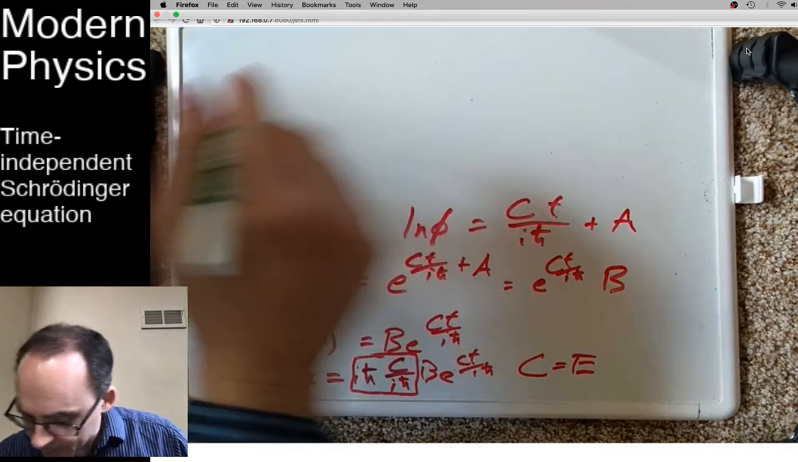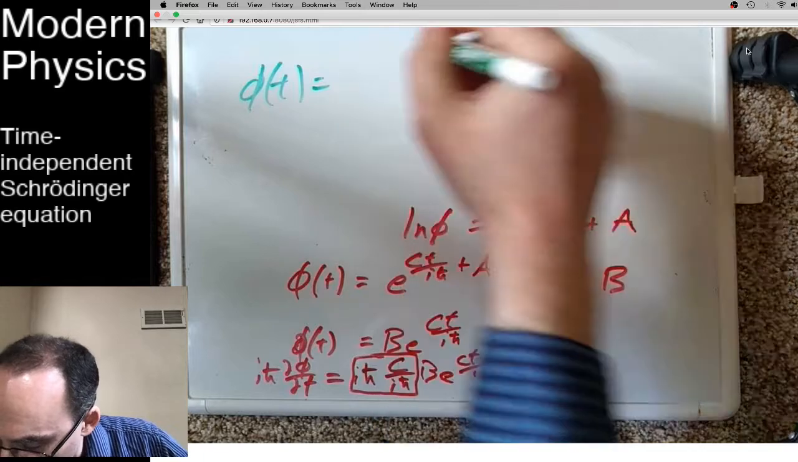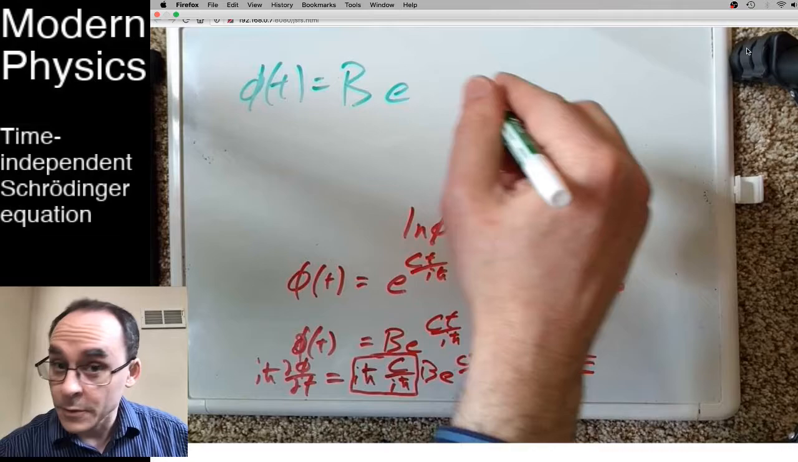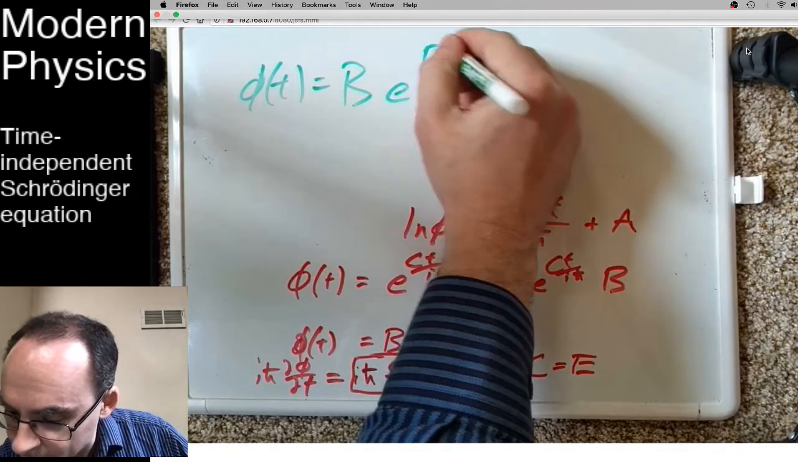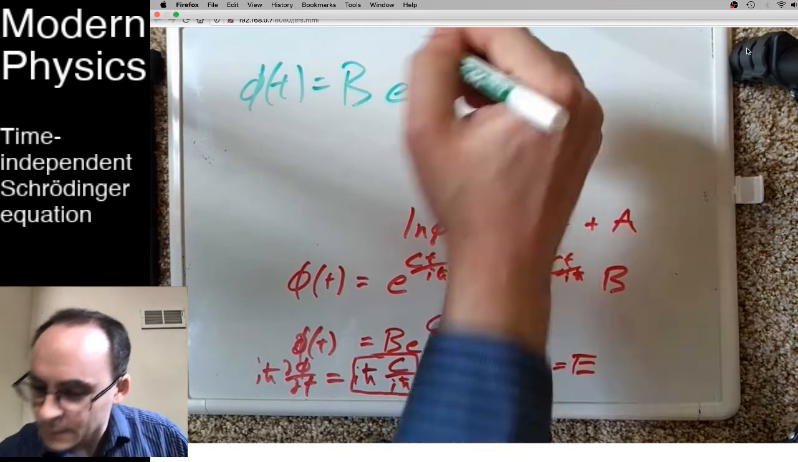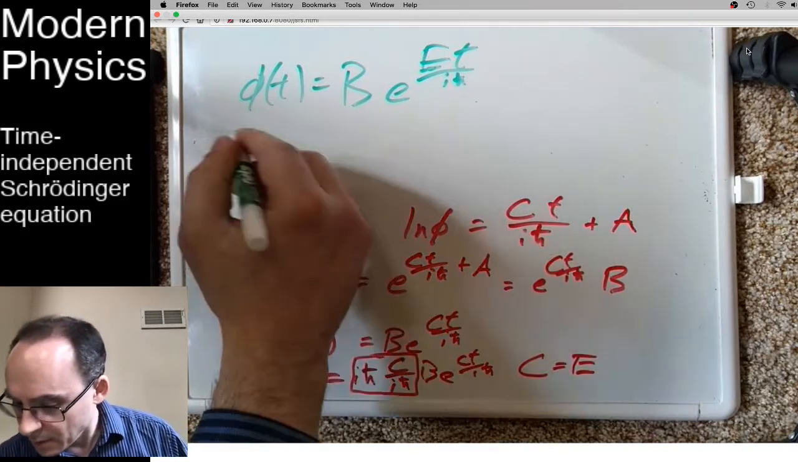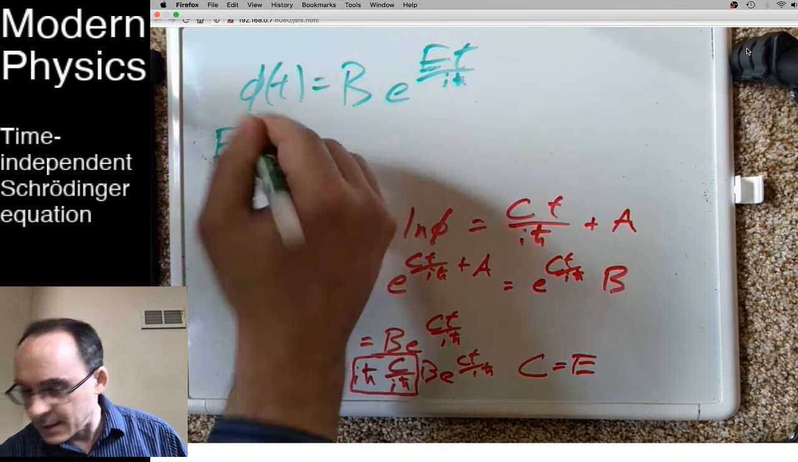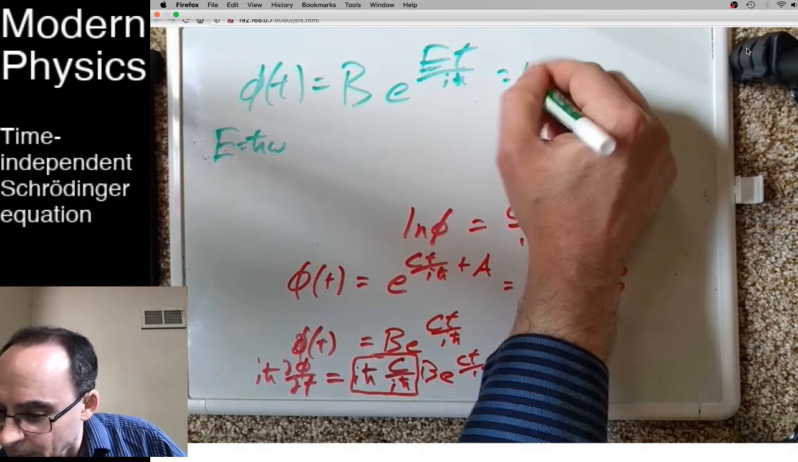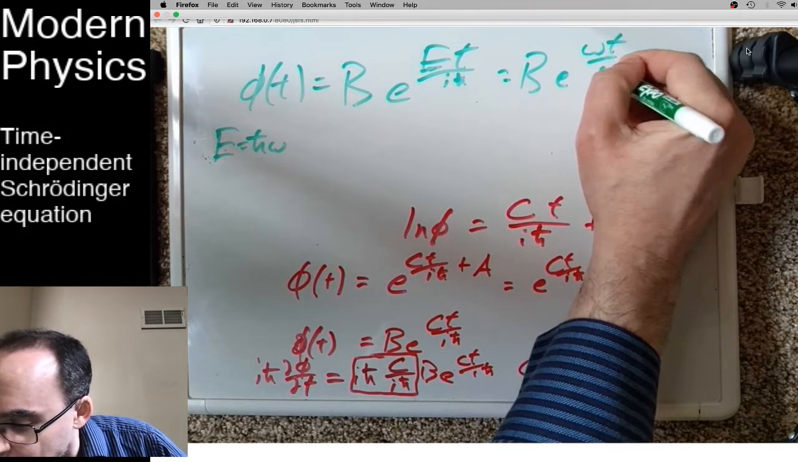So we can write that phi of t is equal to some constant times e to the total energy times time over i h bar. And actually, it's usually written a slightly different way, because remember, E is h bar omega. So we can write this as B e, the h bars cancel, and I'll get omega t over i.